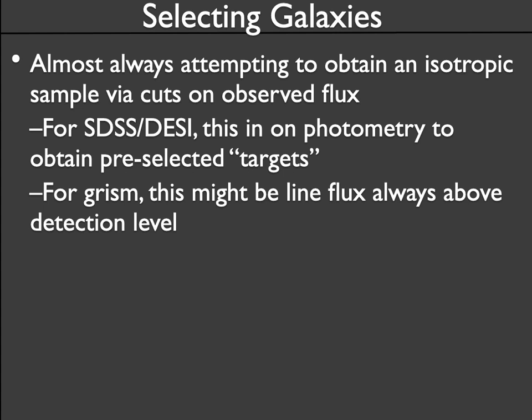For Euclid or Roman, we won't have any pre-selected targets. You get everything on the grism, but you'd imagine that you probably want to be cutting above a certain line flux that is safely above a given detection limit, or require 2 lines or whatever. You'll probably want to be adopting some kind of cut, unless you really want to go into the complications of modeling exactly how your distribution is going to change as a function of, say, the line flux threshold.